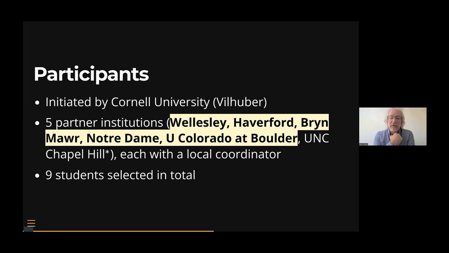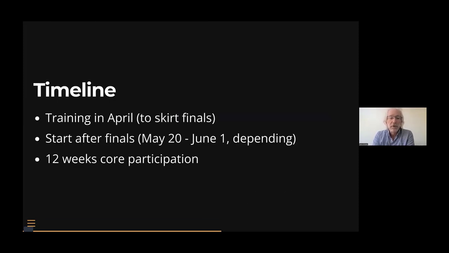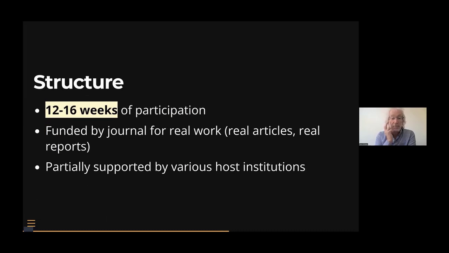In each of those cases, the local university provided a coordinator who selected students based on some rough criteria I gave them, but I did not select them. In the end, they provided 9 students that worked for the replication lab as interns. We gave them the same kind of training that I just sketched out that I usually give my RA hires. We trained them in April, had them start several weeks later after their finals, and then the core participation was about 12 weeks. That's what was promised to them.